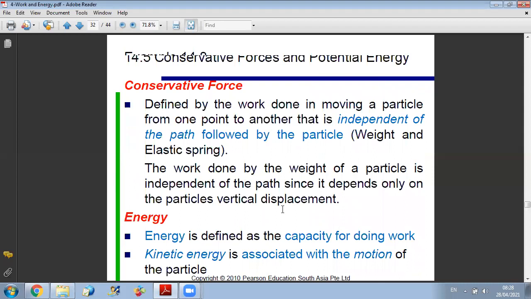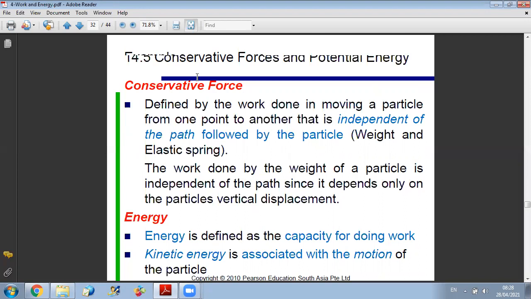Now, we will introduce the last part in this chapter, which is the conservative forces and potential energy. And I think that you are familiar with this. So, what is the definition of a conservative force? A conservative force is a force for which the work does not depend on the path followed by the particle. It just depends on the initial and final state.